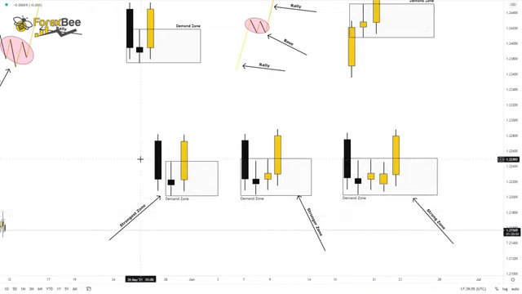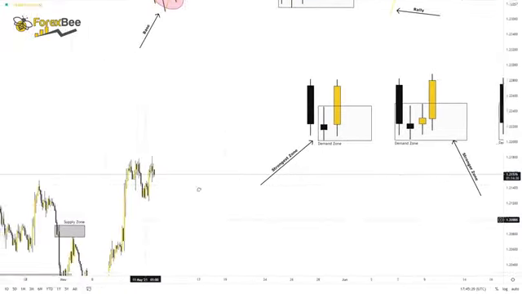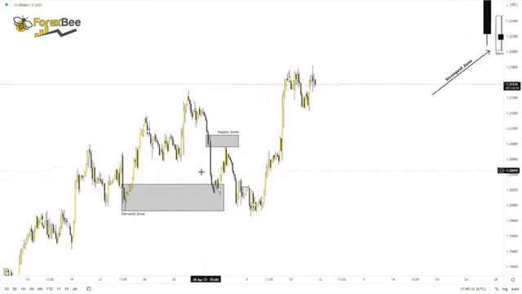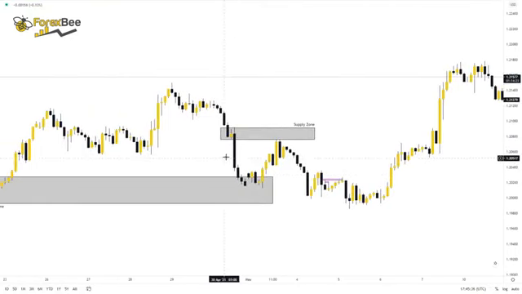So you can tell whether a zone is strong or not by looking at the number of base candles in between the two big candles, and keep in mind that this is inversely proportional. The more base candles in between two big candles, the less strong the zone is. So let us understand this through an example on our charts. Let me take you to the chart here, and let me zoom in so that you can see clearly.